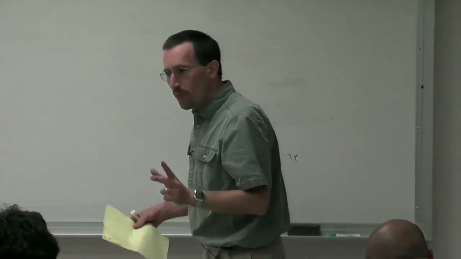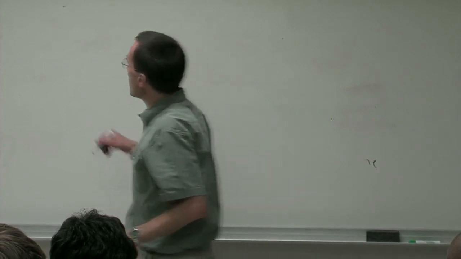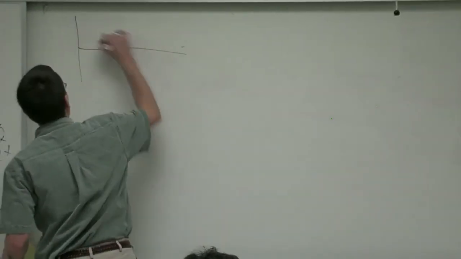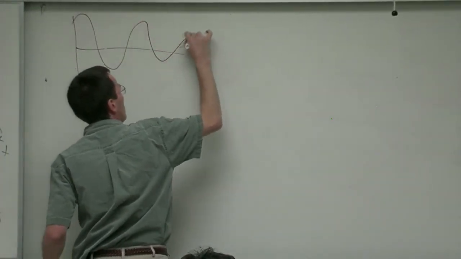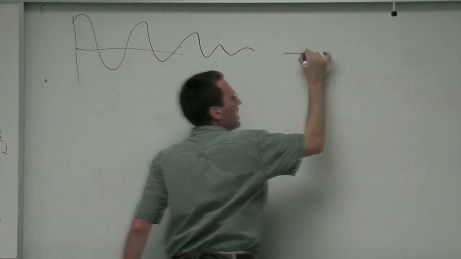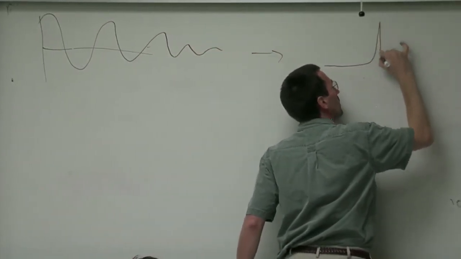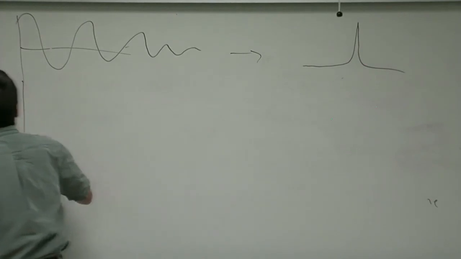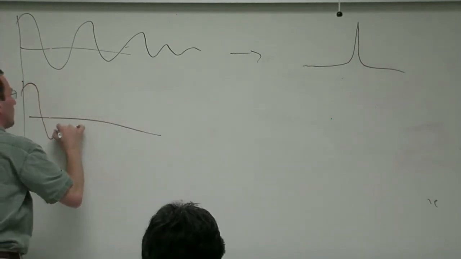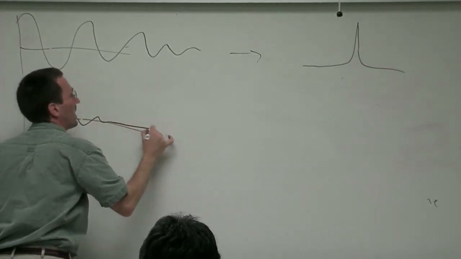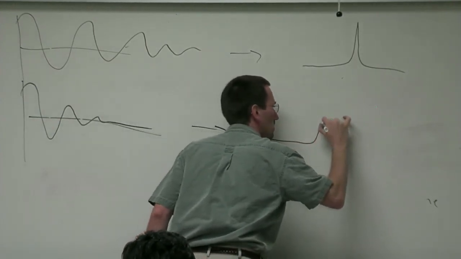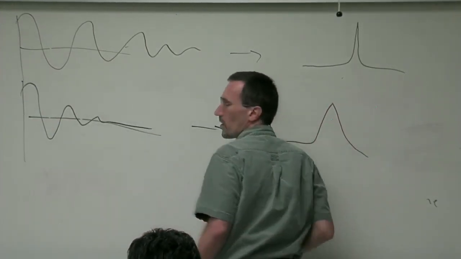All right, so the point is exponential decay leads to line broadening, and if you have a little bit of exponential decay, like so, then you get a sharp line. If you have a lot of exponential decay, you get a broader line.